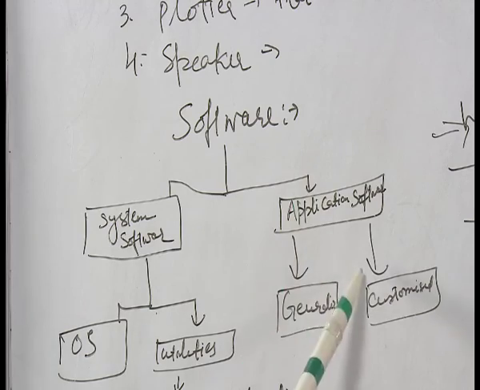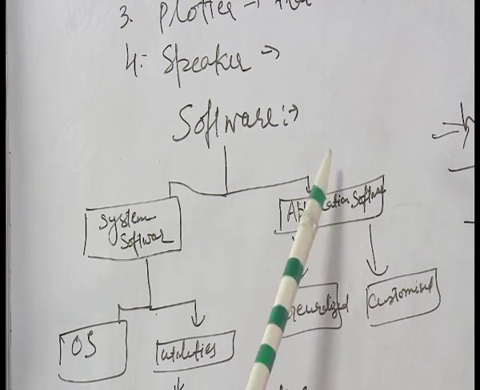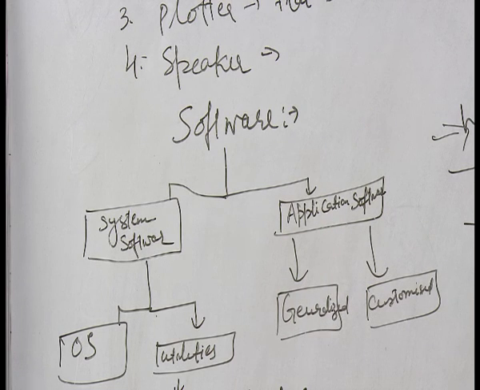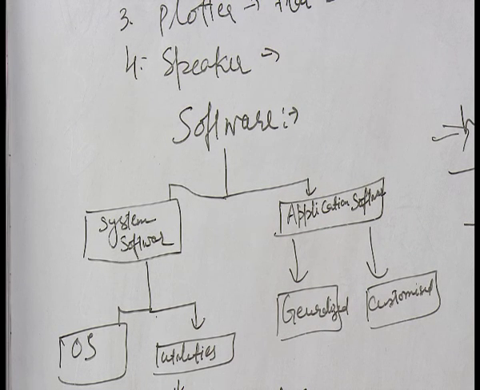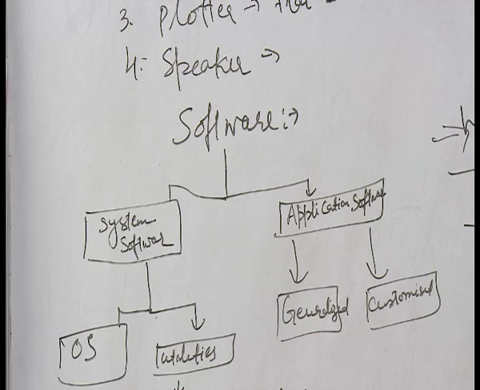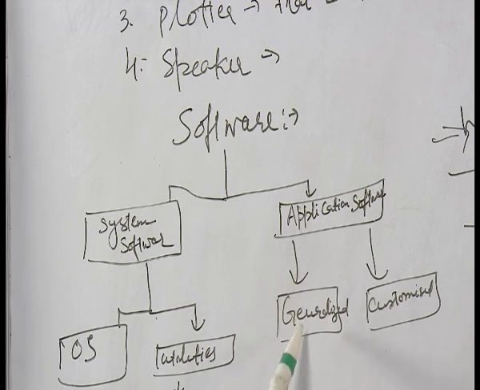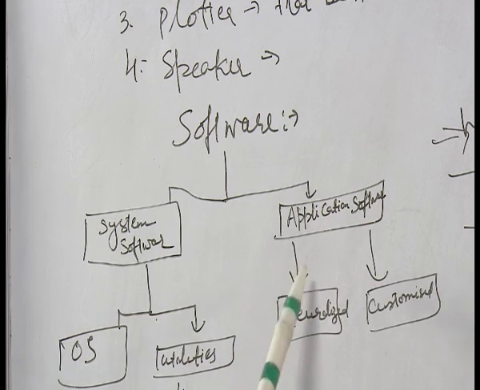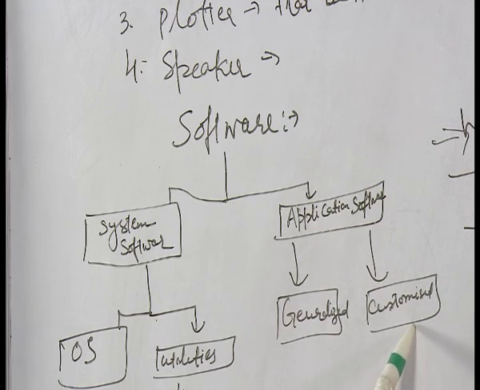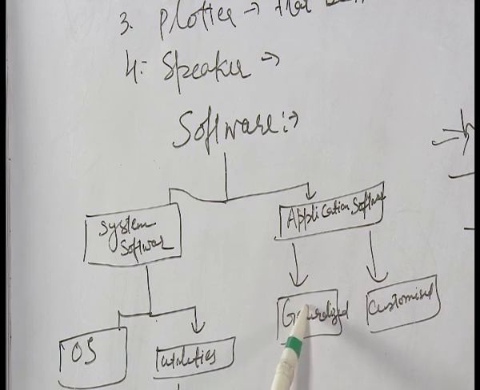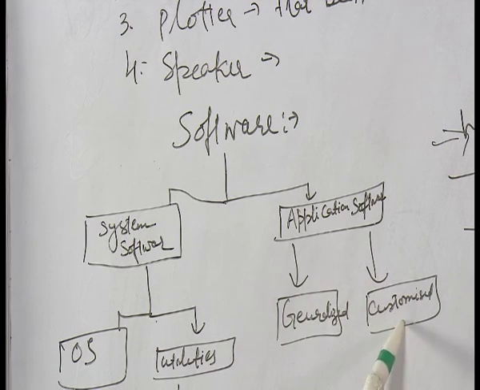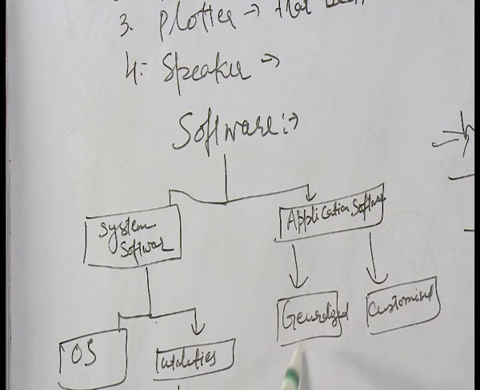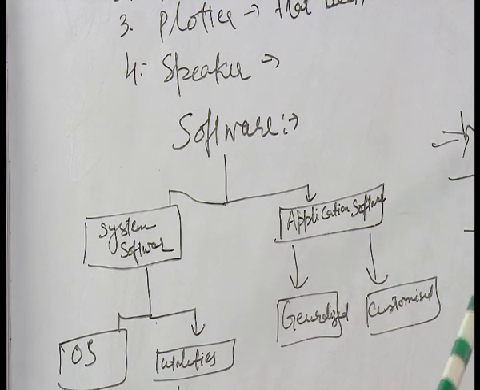So now I am going to discuss application software. I already discussed that it is a set of programs written to perform a specific task as well as a particular task. Now application software is categorized into two ways, that is first generalized and second one is customized. What is generalized and what is customized? Generalized means it has been further divided into word processing software.